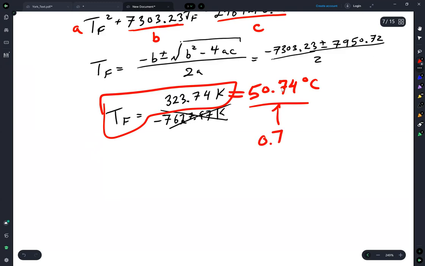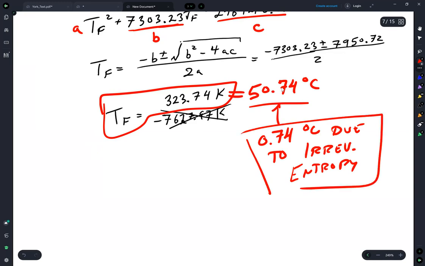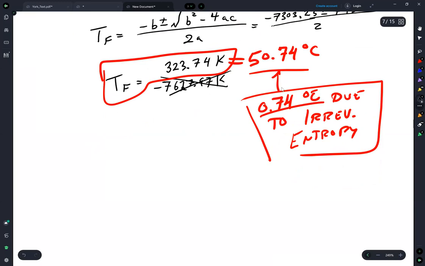So 0.74 degrees C due to, I'm going to call it an irreversible entropy, right? We had a spontaneous process in which heat spontaneously flowed from the hot to the cold side, and that corresponds to this irreversible process. Okay, so how much heat flowed?